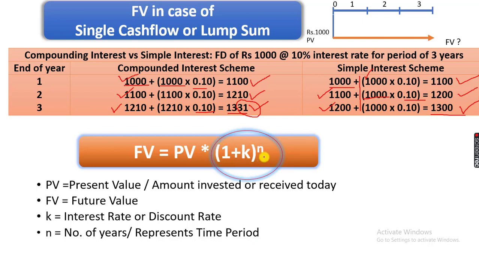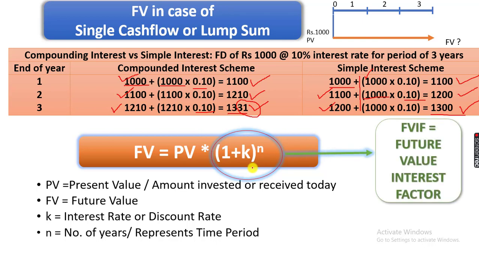This particular portion in the formula, 1 plus k to the power of n, is called the future value interest factor. As the resultant value of this portion is multiplied with the present value to estimate the future value, this portion of the formula, 1 plus k to the power of n, is called the future value interest factor.